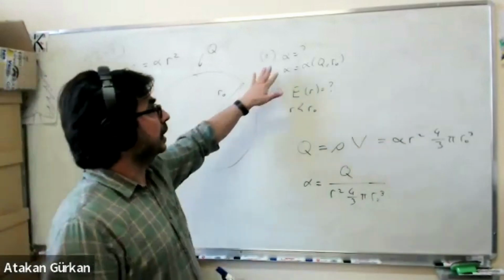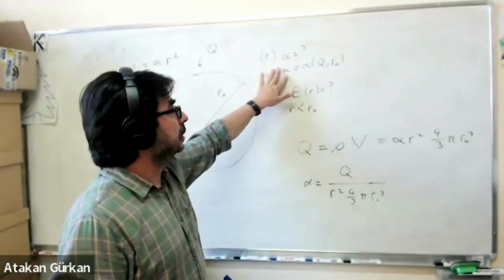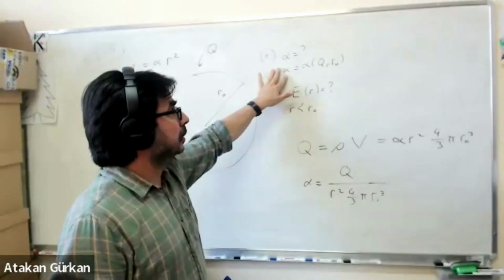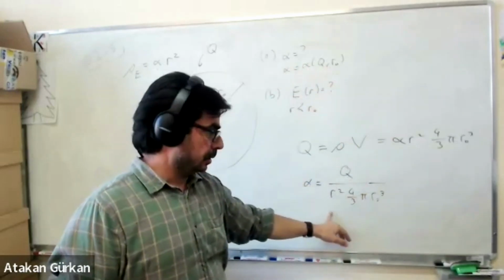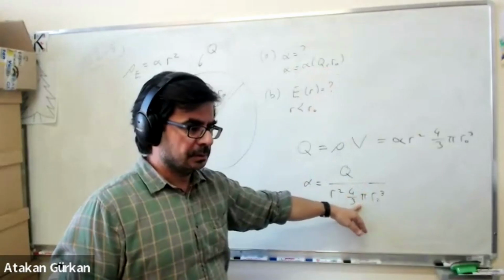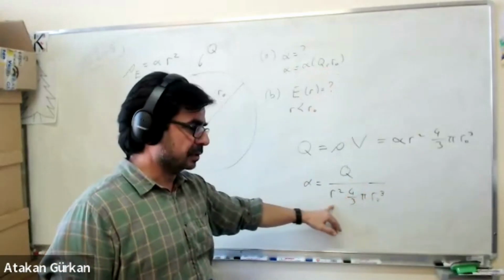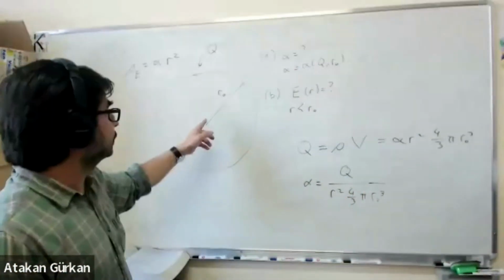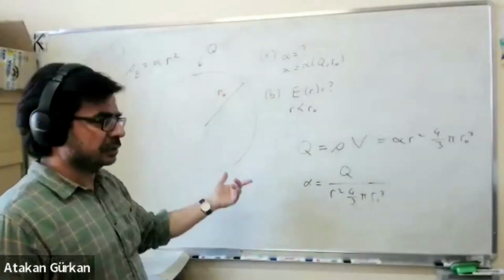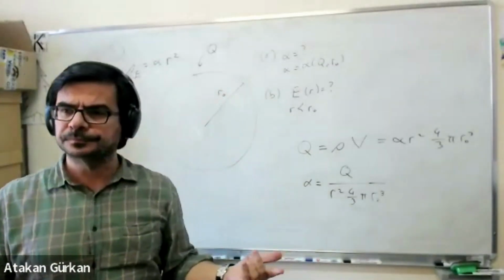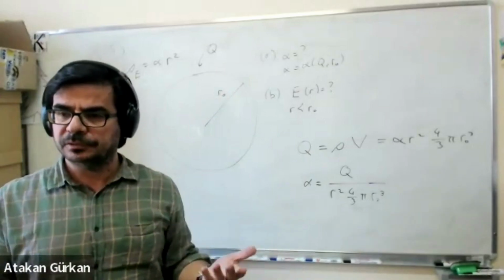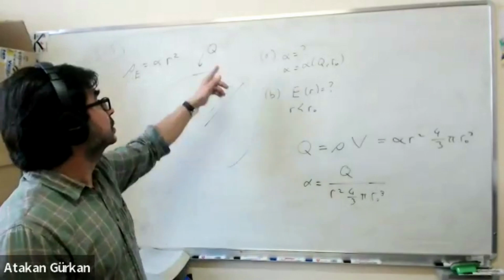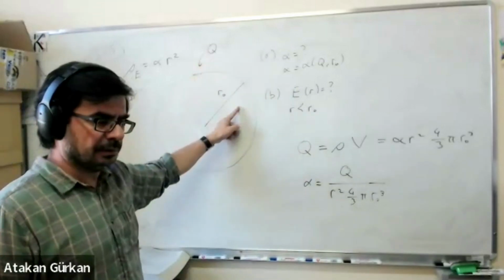Now, I told you that they're asking us to find alpha as a function of Q and R0. Here it's Q, R0, and R. 4/3 and pi are constants, so it doesn't depend on them, but it depends on R. So what does this mean? At different R's, we have different values for alpha. But alpha is a constant, they told us. It doesn't depend on R. It depends on the other constants, the total charge and the radius of the sphere.